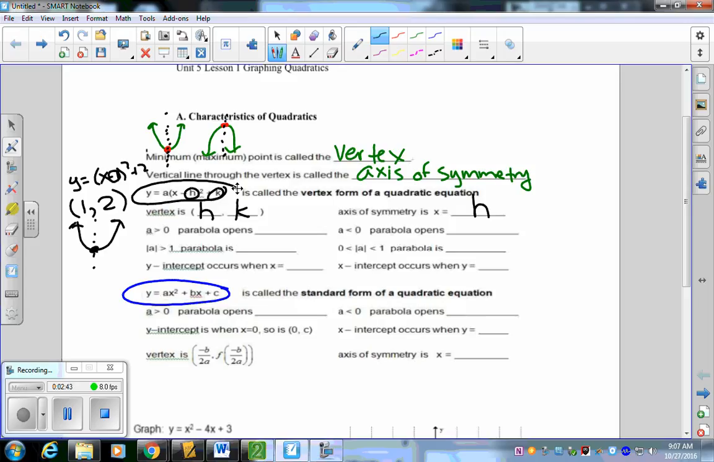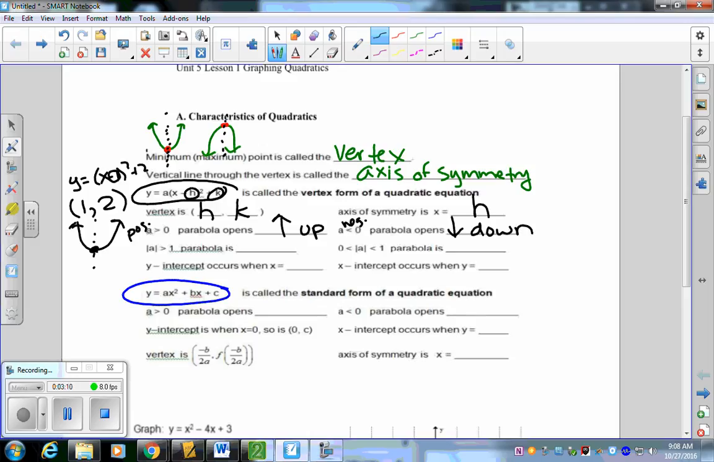And if your a is greater than 0, meaning it's a positive number, that means that your parabola is opening up. It's a happy parabola. If a is less than 0, meaning it's a negative, we're not even talking fraction or whatever, we're just talking the actual sign of it, it's opening down, meaning it's a frowny parabola, it's sad.